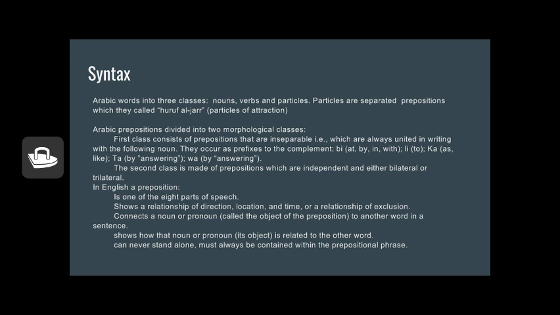In English, a preposition is one of 8 parts of speech. They have 3 parts of speech. English is being a little more complicated, and we usually show direction in our prepositions, or the relationship of exclusion. They don't have the relationship of exclusion in their prepositions or in their particles. We connect the noun and pronoun to another word in the sentence, and that's what it does for us. Okay, and those are the similarities and differences.